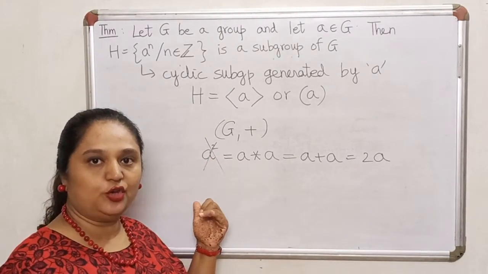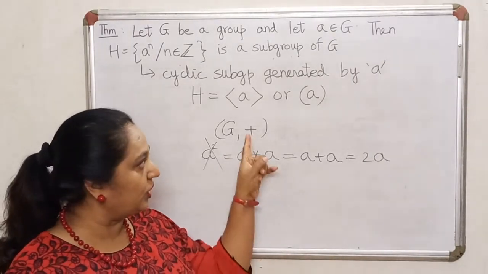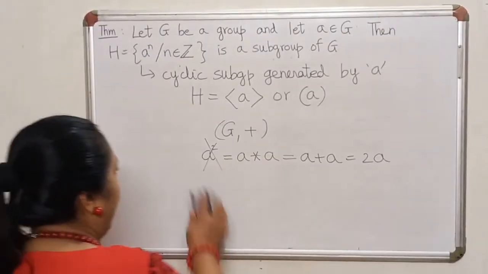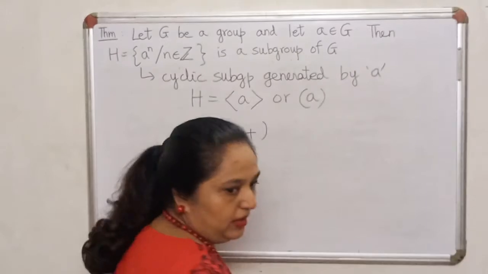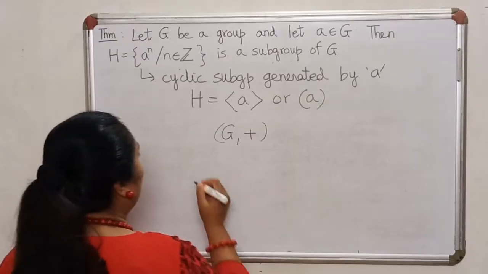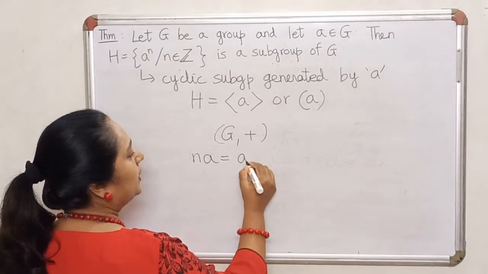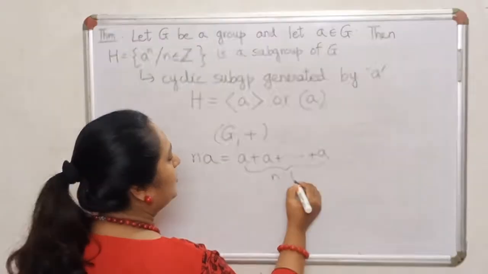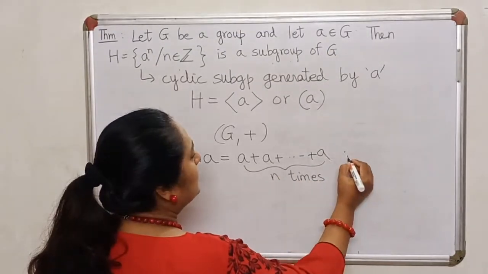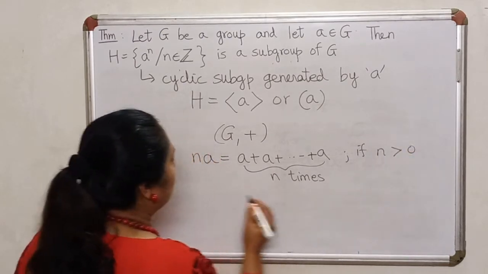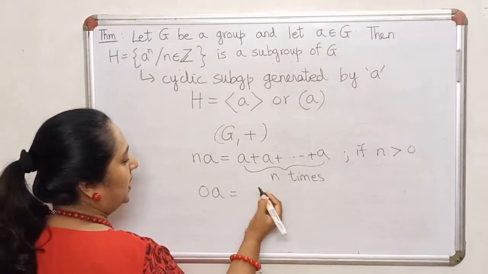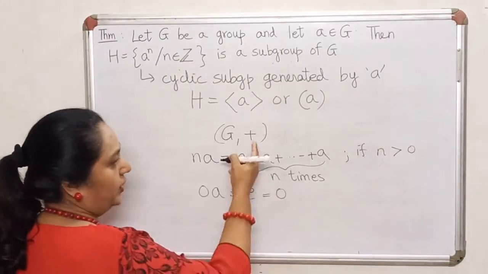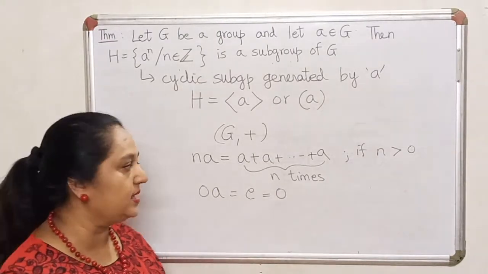The same story goes for A cube. Instead of A cube, a better notation in this case will be 3 times A. So in general, if my group operation is addition, instead of A raised to n, I'm going to define n times A, which will be A plus A plus A, n times. This is if n is positive. Then 0 times A, we'll define as the identity of the group, which in most cases for addition will be 0 or something like 0.